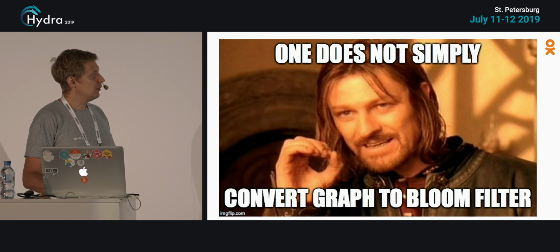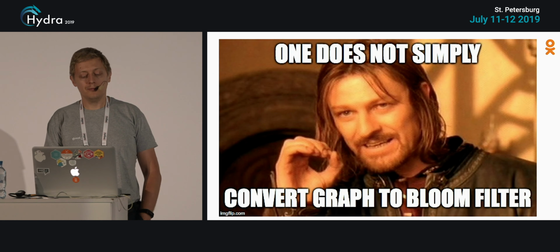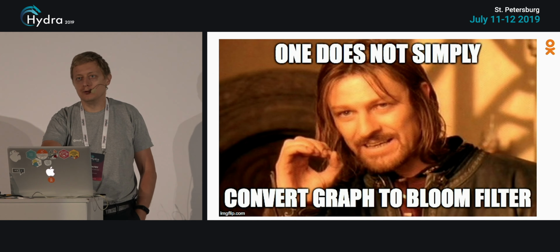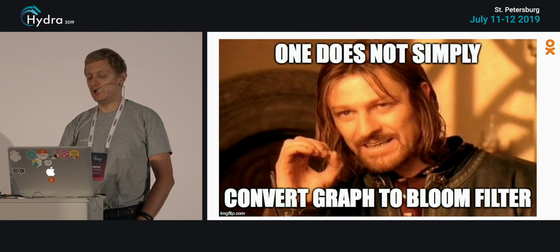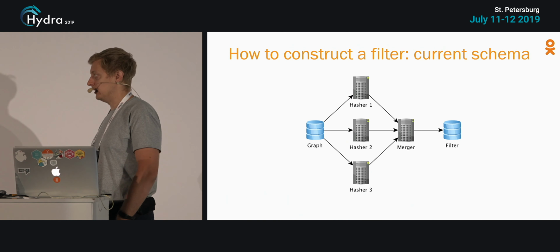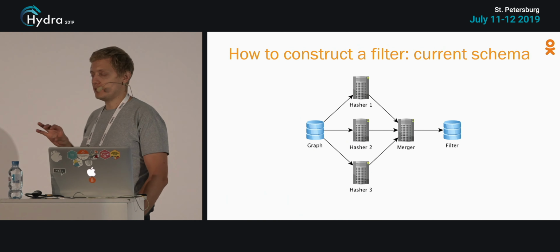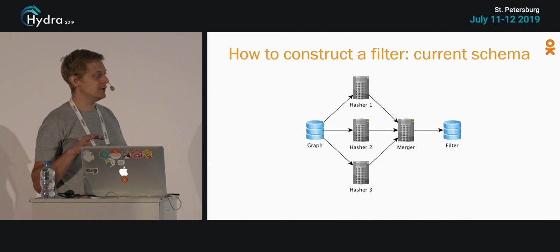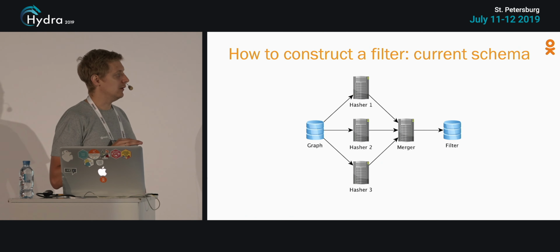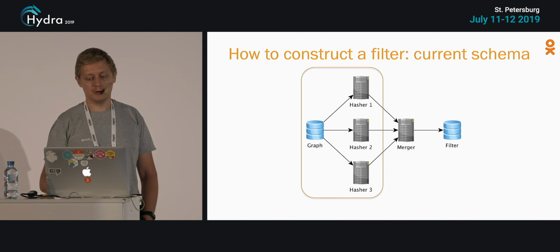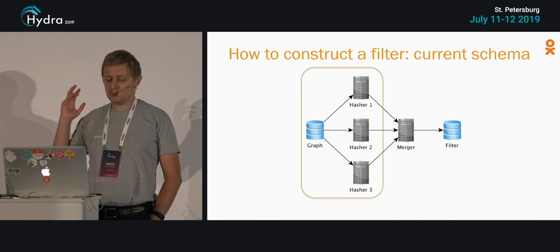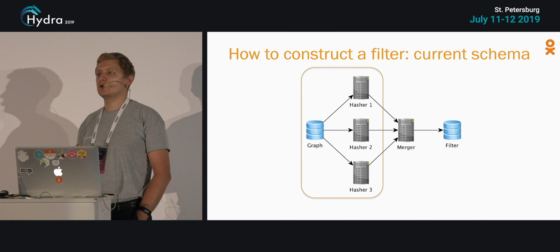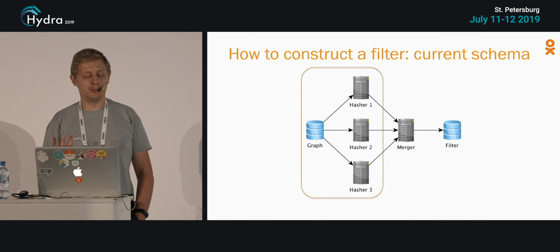But let's take a look at how to construct the Bloom filter from a graph, because there are also some tricky things there. So how does it work currently? Basically, we have a graph which is stored in a distributed file system in Hadoop, and first we apply hashing. So we take each pair of the users and compute a hash from the pair of IDs.